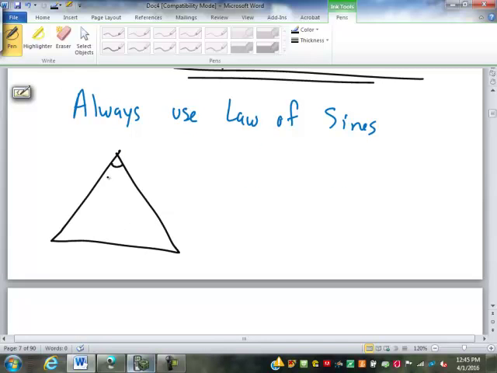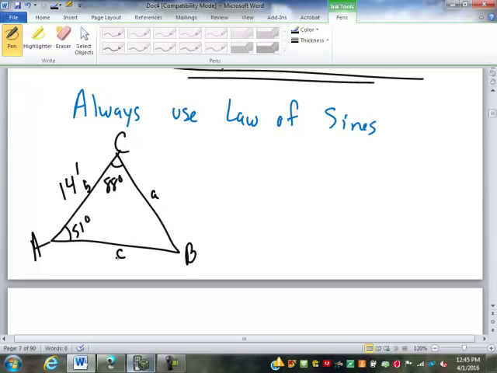So let's say this angle here is 88 degrees. This one here is 51 degrees. And this side over here is given to be 14 feet. And let me label this. So how do I find my missing pieces here?